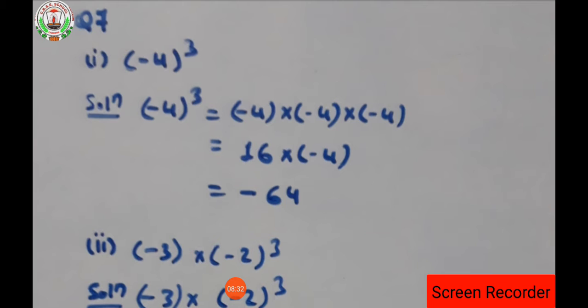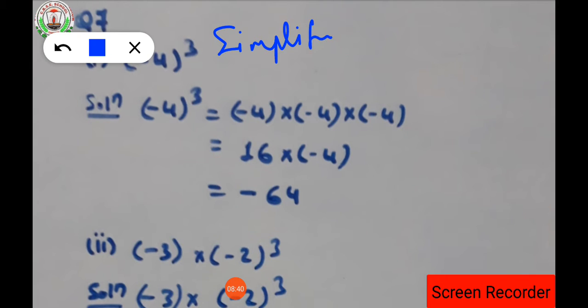Next question, question number 7. Here again in question number 7, it is said that you have to simplify, as we did in question number 6. So dear students, here we are going to see negative numbers. As I told you, the negativity of the number depends on the power. In the previous video I told you that if the power of a number is odd, the negativity of the number will come in the answer. And if the power is even, no negative sign will come in the answer.